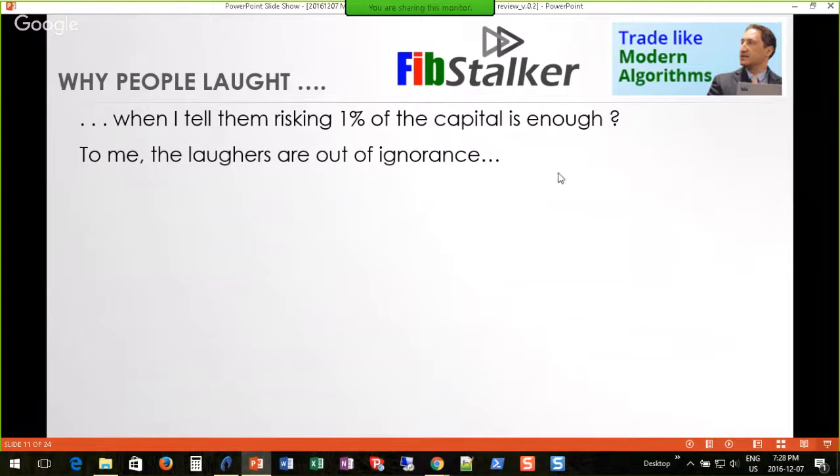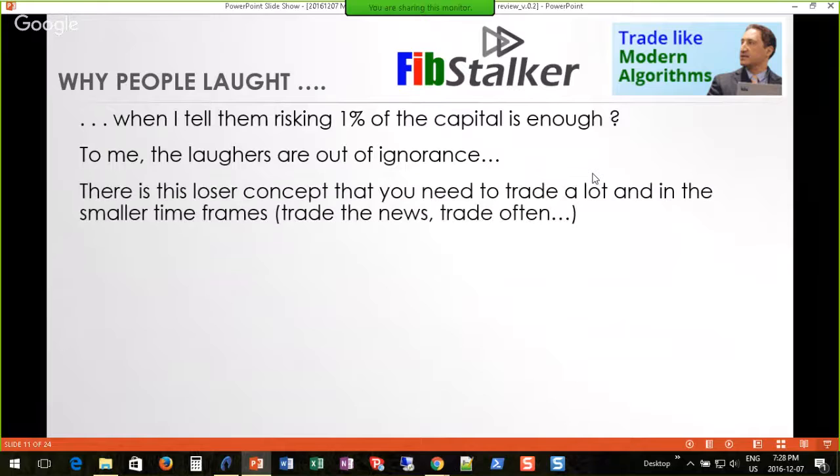And to me, this comes out of ignorance, because this is the loser concept that we need to trade a lot in the smaller time frames, or generate as many opportunities as possible, trade the news, trade often. But see, if you think about it, that's not necessarily what is needed to be successful in trading. That's maybe what the industry wants you to do. Right? You have to trade a lot, you have to trade the news, you have to be involved at all times. Well, I have a different view.